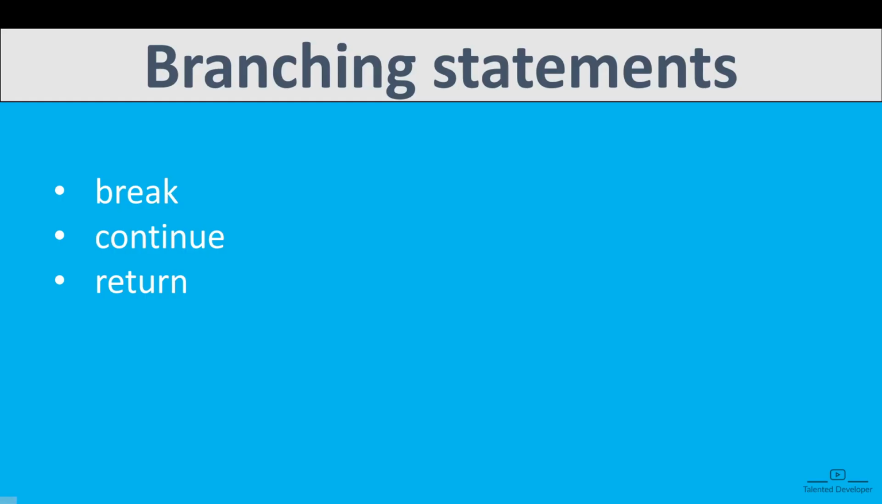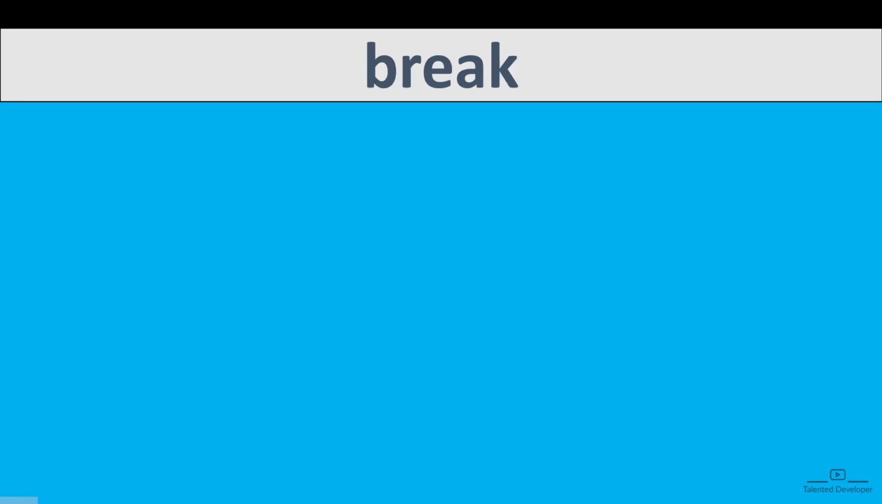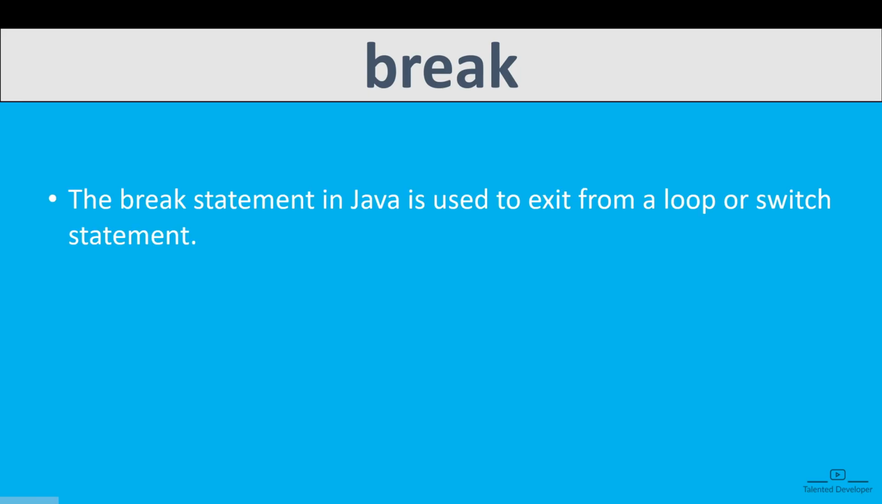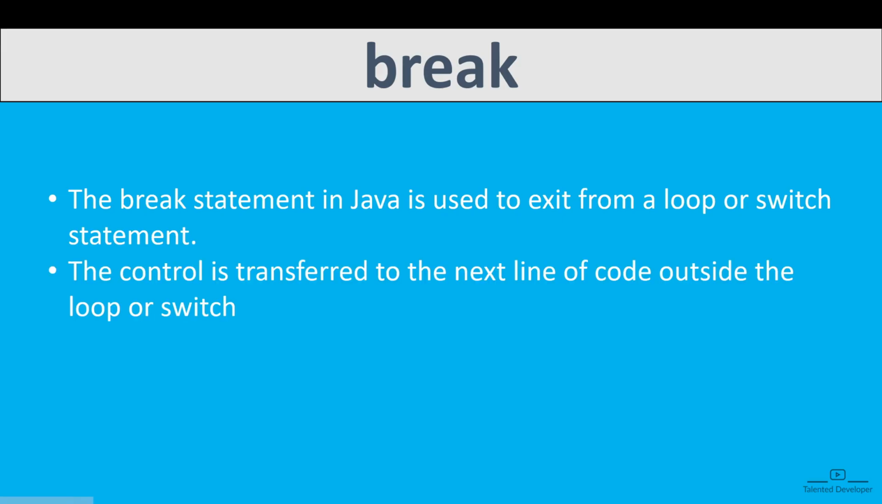In today's video, we are going to talk about the break statement in Java. It is very simple, but trust me, it's a very powerful tool to control the flow of your loop and switch statement. What is the break statement? The break statement in Java is used to exit from a loop or switch statement. When the break statement is encountered, the loop or switch is immediately terminated and the control is transferred to the next line of code outside of the loop or switch.